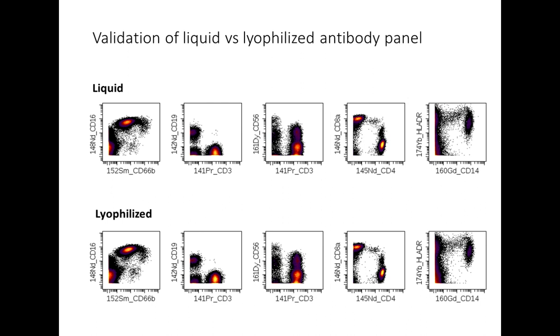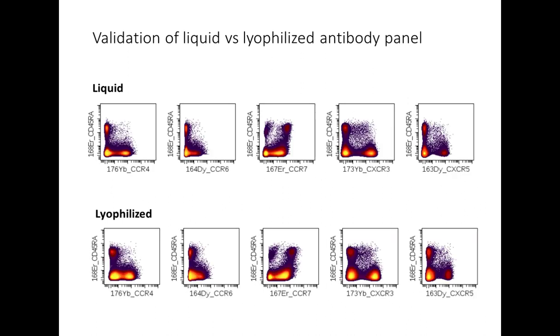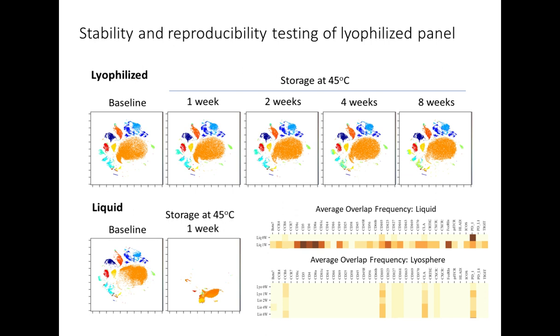And just to show you that this workflow seems to work quite well, I'm showing you up top the same panel in its liquid versus lyophilized form. Here's a range of antibodies, and you can see that generally speaking, we're seeing very good preservation of these staining profiles in both the liquid as well as the lyophilized antibody. These are some primary canonical immune staining markers. We're seeing the same thing here for some of the chemokine receptors in the panel that show slightly more subtle expression patterns, all of which seem to be preserved quite well.